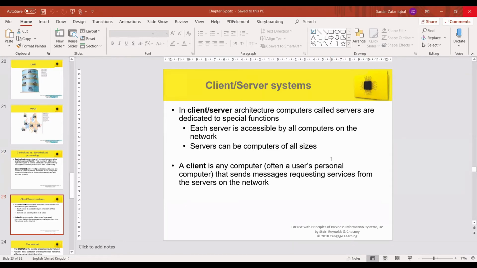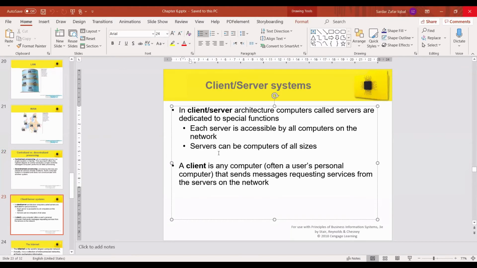In client server architecture, computers called servers are dedicated to special functions. Each server is accessible by all computers on the network. Servers can be computers of all sizes. Usually they are faster computers compared to normal ones. They have more storage capacity. They have special functions. They have special operating systems like Windows mainframe, Windows workstation, or Apple has some specific operating system for networking and these kinds of things.